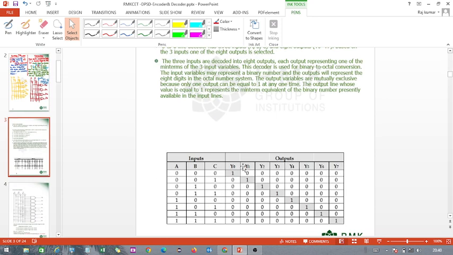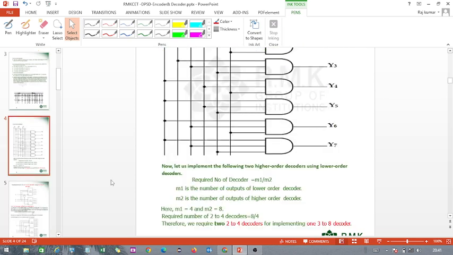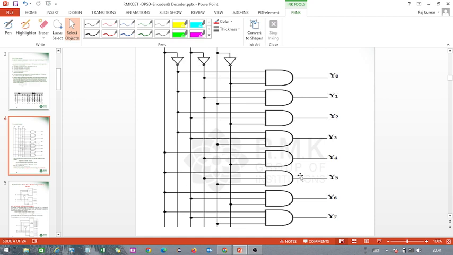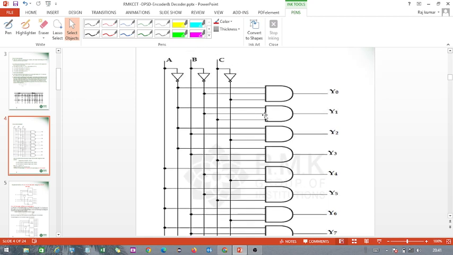So this is your 3 cross 8. This is the truth table. You have to draw it in a similar manner. You have to explain whatever I am saying verbally. That is what you will find in theory, not more than that. In the similar way you have to draw the logic diagram.